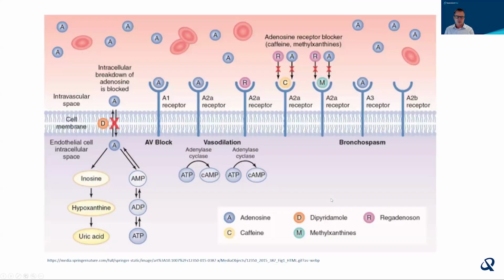This is just a little slide just talking about the different receptors. So unfortunately, adenosine does not only stimulate the vasodilator receptors, it also affects bronchi and also the atrial conduction. We'll talk about that later.